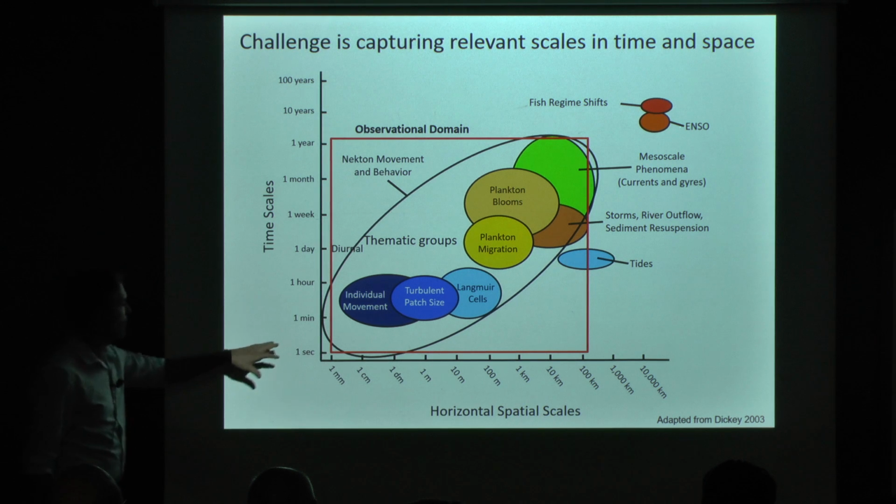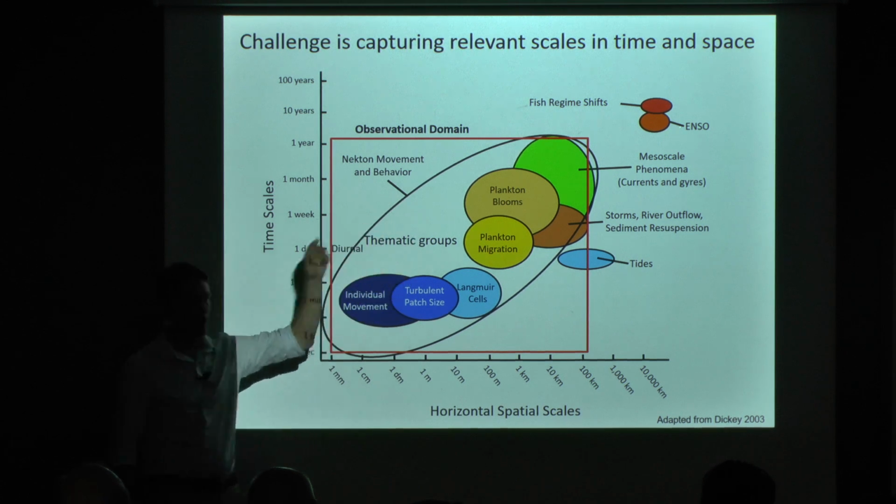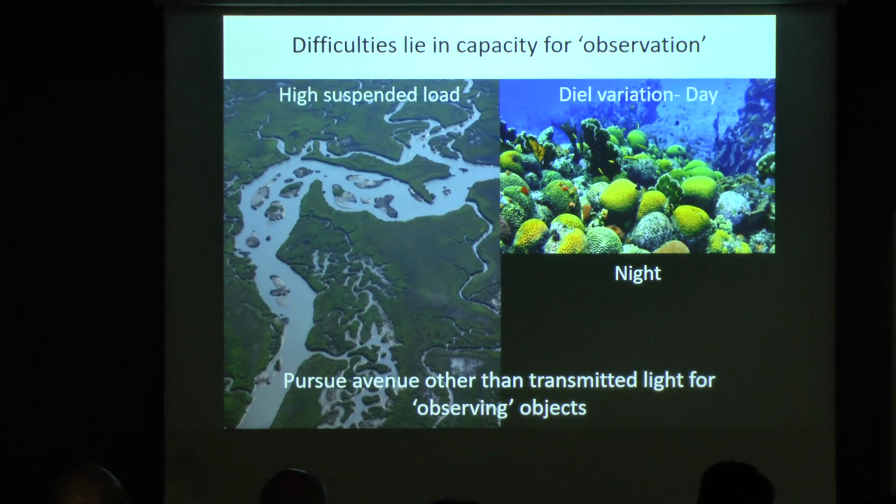And so it starts here at the individual level, so very, very small spatial and temporal scales, all the way up to larger scale phenomena. I put this red box around this area that I call our observational domain. And our lab is really focused on the application of technologies to ask questions related to these kinds of phenomena. I'll share a little bit about that with you today.